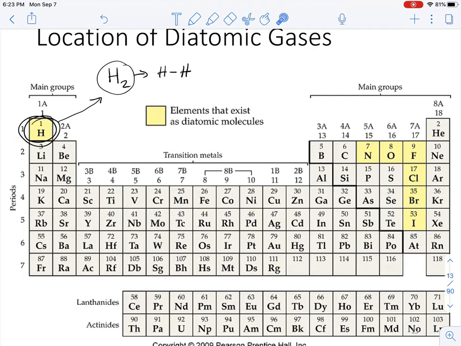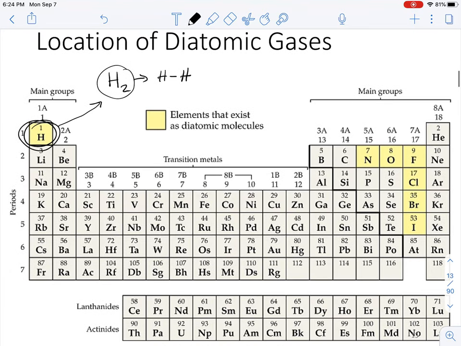Now, one way that you can memorize it is by looking at the positions in the periodic table. Here we have that lonely hydrogen, and then the six elements are shaped into an L. So we have NOF and then all of the halogens: fluorine, chlorine, bromine, and iodine. If you don't have the periodic table of elements in front of you, there's another way to identify your diatomic gases. I think I've already said it before, and that's going to be Hofbrinkel.